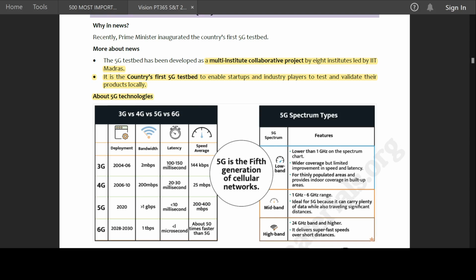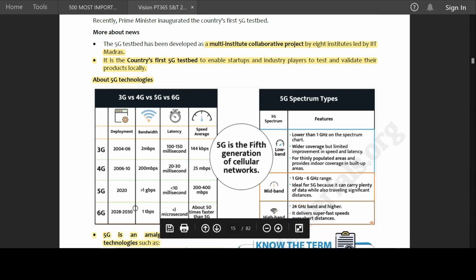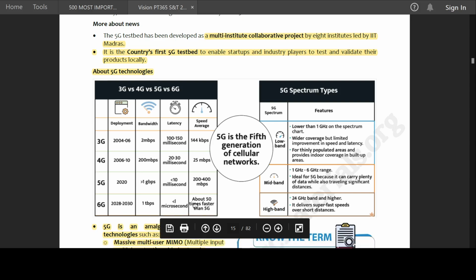The different types of technologies here: 3G versus 4G versus 5G versus 6G. 3G was deployed during 2004 to 2006, bandwidth was 2 Mbps, latency was 100 to 150 milliseconds, and average speed was 144 kbps. 4G launched during 2006 to 2010, bandwidth 200 Mbps, latency was 20 to 30 milliseconds, and 25 Mbps was the average speed. 5G deployment 2020, more than 1 Gbps, less than 10 milliseconds latency, and 200 to 400 Mbps is the average speed. 6G is expected to launch in 2028-2030, 1 Tbps, less than 1 microsecond latency, about 50 times faster than 5G. 5G is the fifth generation of cellular networks.